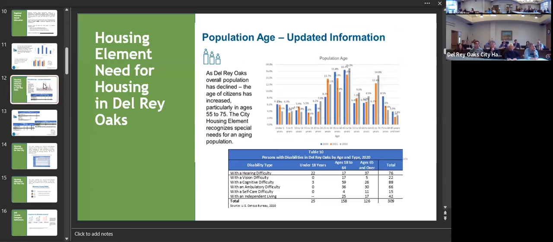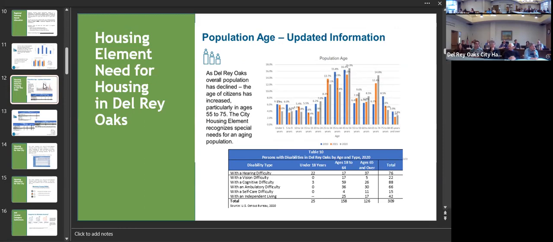And we have an aging population, so this helps the city to understand what you want to plan for in your housing element and in your general planning. How would you want to make sure you're taking care of your disparate age groups?